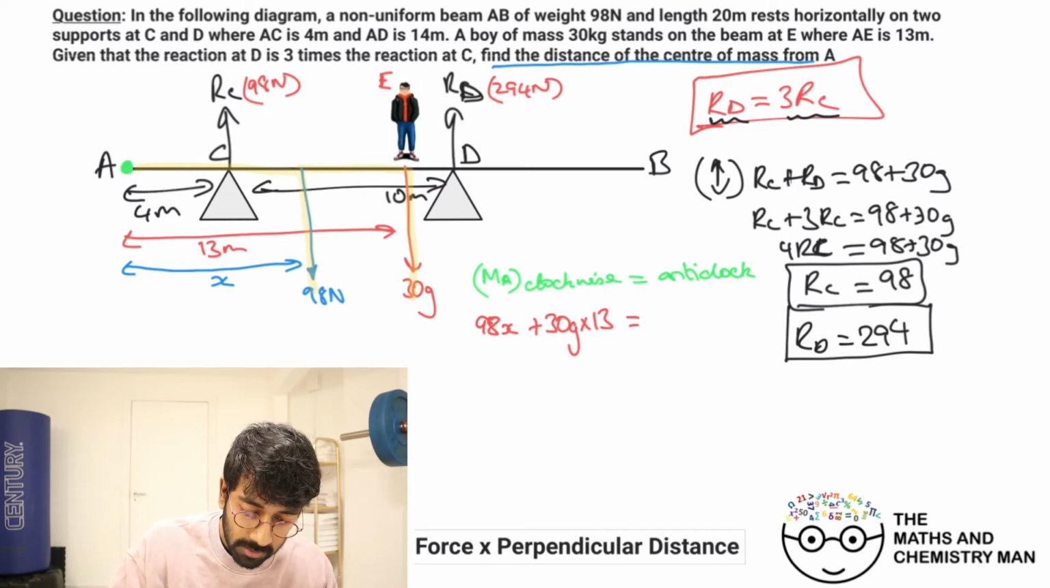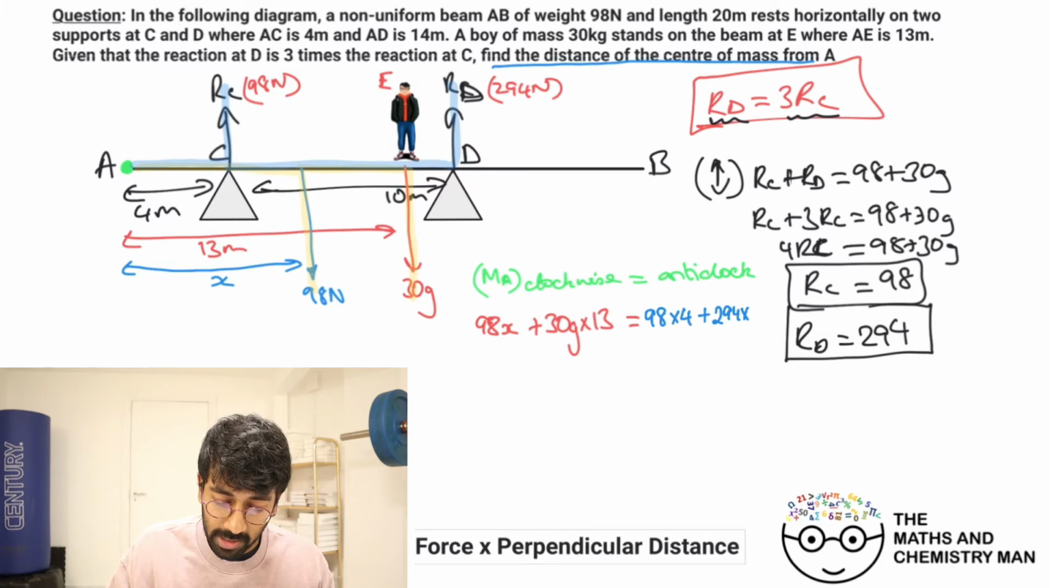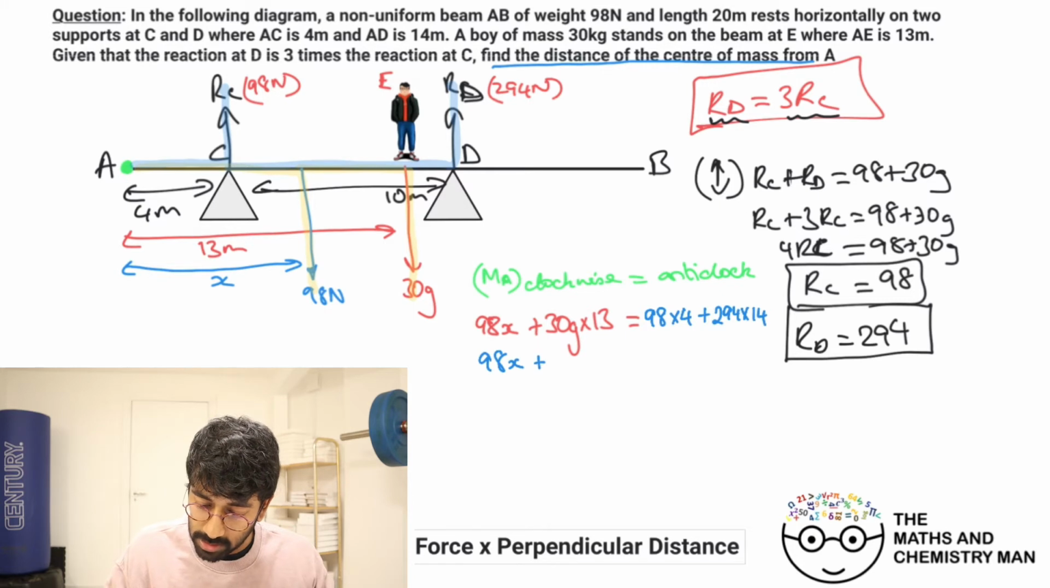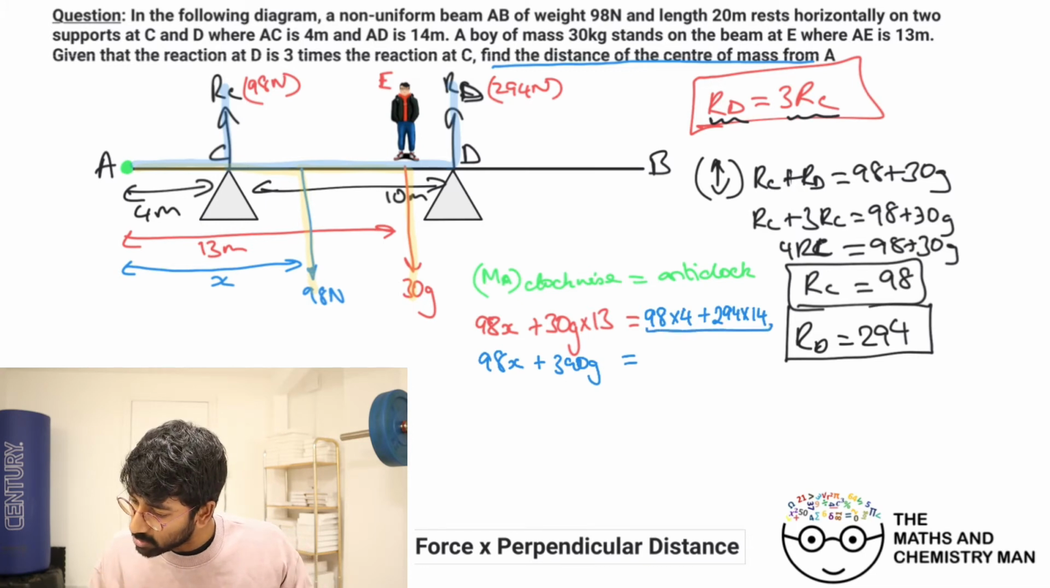Well, anti-clockwise, we're going to have RC and RD, right? So RC, remember, was 98 newtons, and its distance from A is 4. Plus RD was 294, and its distance from A was 14. There we go. So you've got 98x plus 390G equals, and now if you bring this here all together, what on earth is this? Let's have a look. I think I wrote it down somewhere. We've got 392 plus 4116.